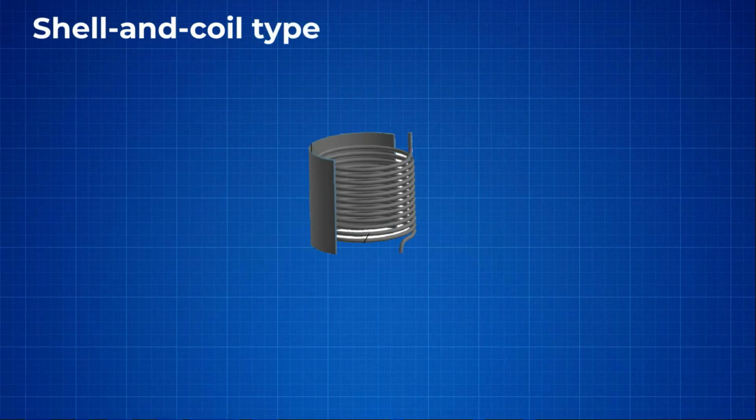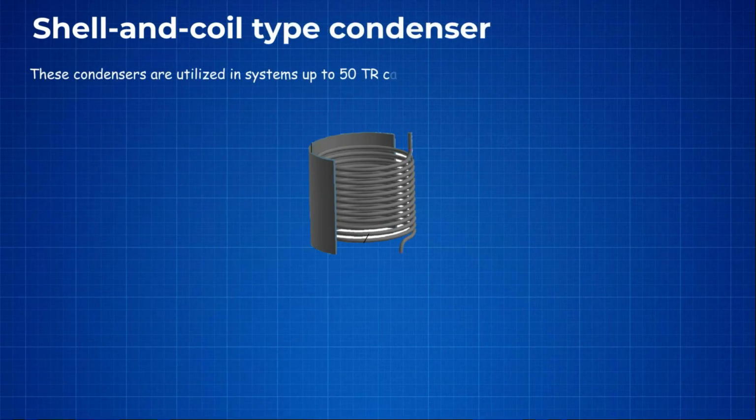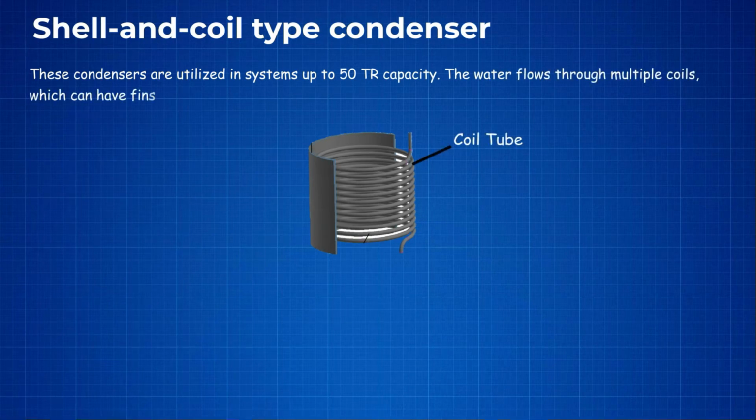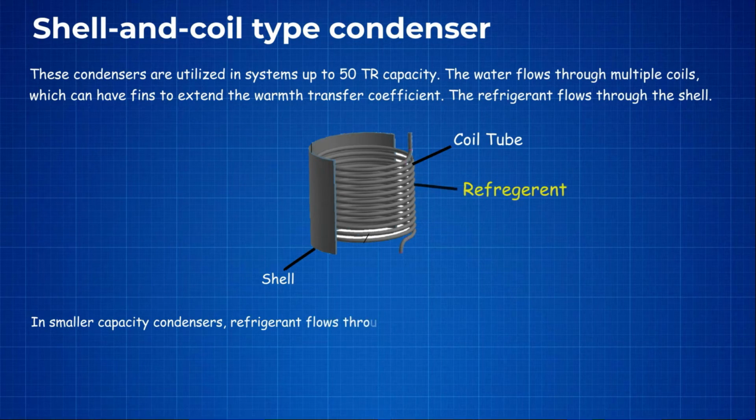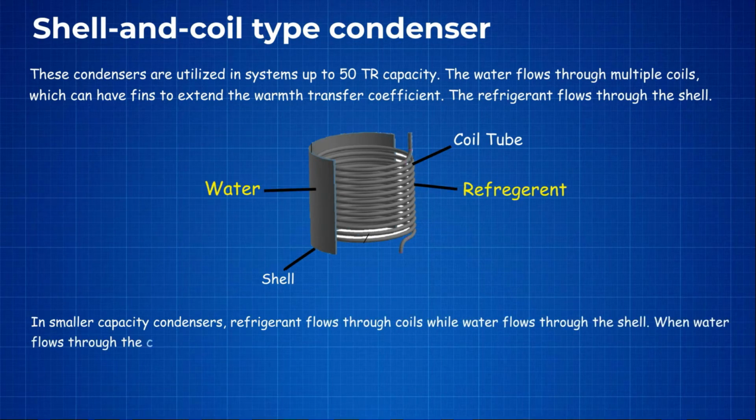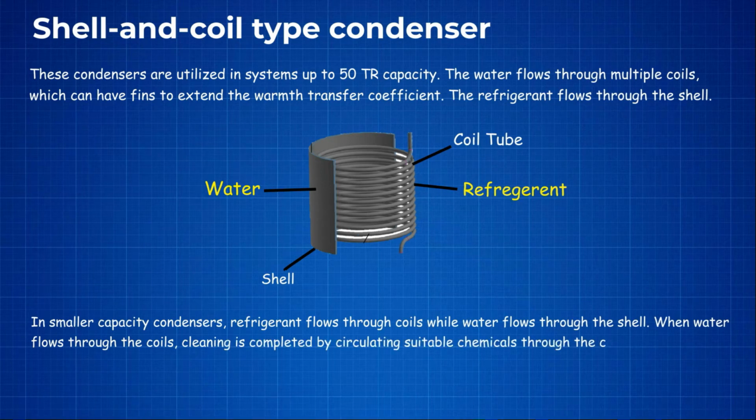Shell and coil type condenser. These condensers are utilized in systems up to 50 TR capacity. The water flows through multiple coils, which can have fins to increase the heat transfer coefficient. The refrigerant flows through the shell. In smaller capacity condensers, the refrigerant flows through coils while water flows through the shell. When water flows through the coils, cleaning is done by circulating suitable chemicals through the coils.